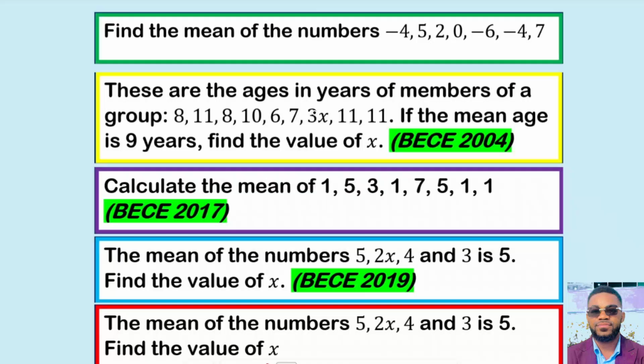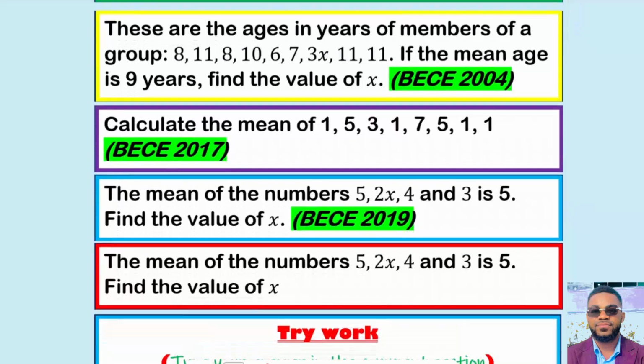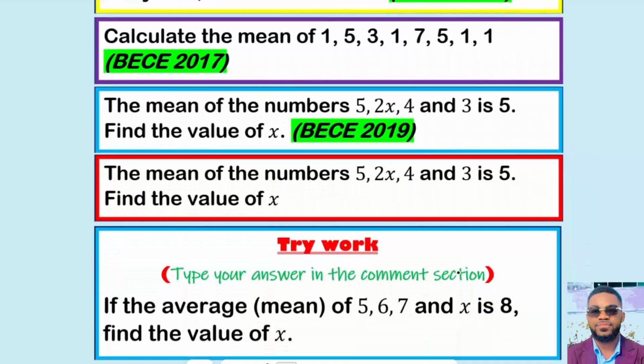So we have some questions here. This is going to be our first example, and after that, we use this idea to answer some past questions in the history of BECE. When you go down, you can see the questions there. There's a try question at the end of everything. You have to work that question and put your answer in the comment section.